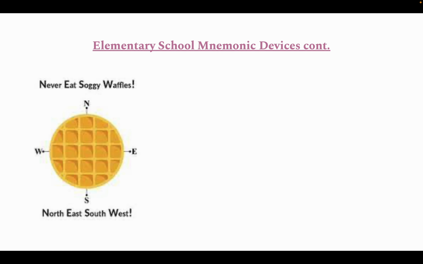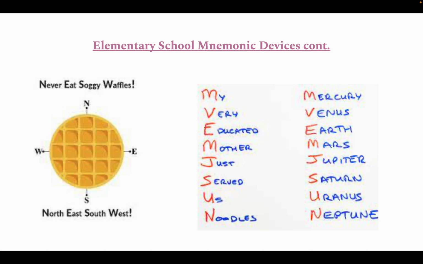Other familiar elementary school mnemonic devices are Never Eat Soggy Waffles, which represents north, east, south, and west, helping us remember where directions are on a compass and map, and My Very Educated Mother Just Served Us Noodles, which helps us remember the fastest to slowest moving planet.